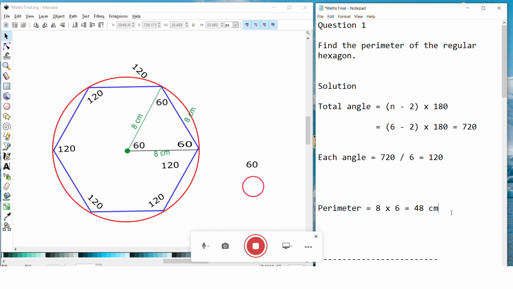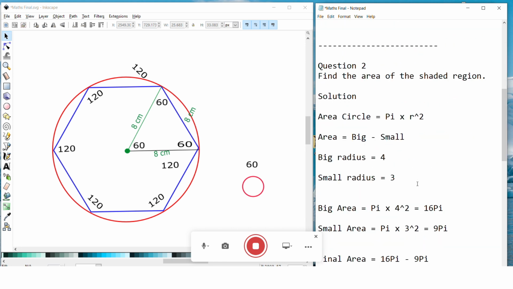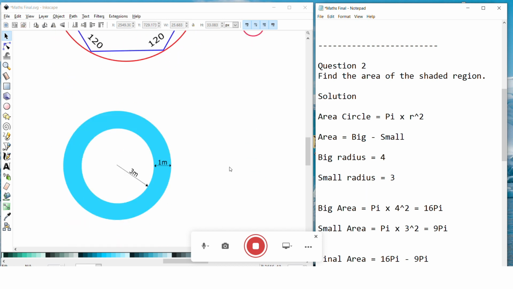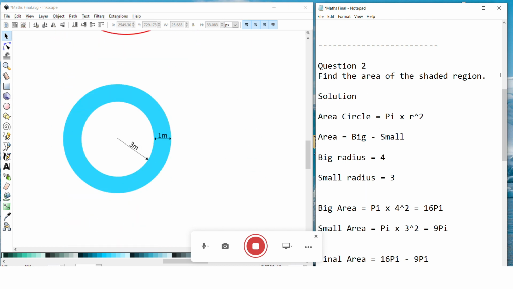That was question 1. Question 2, right? I'm going to get a diagram for this one. Oh, this was a pretty easy question. I'm not too sure why so many people messaged me about this question. Question 2, find the area of the shaded region, which is basically the blue circle over here.